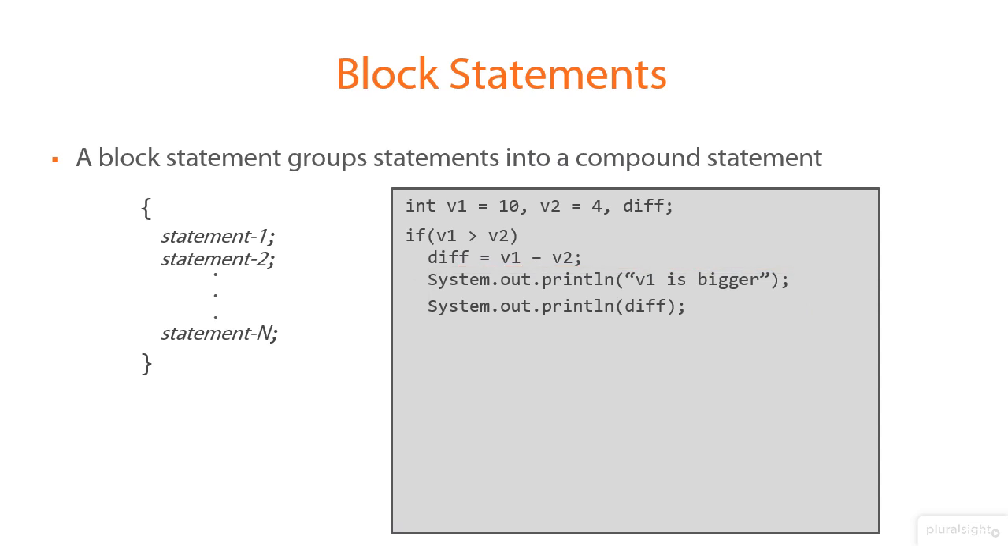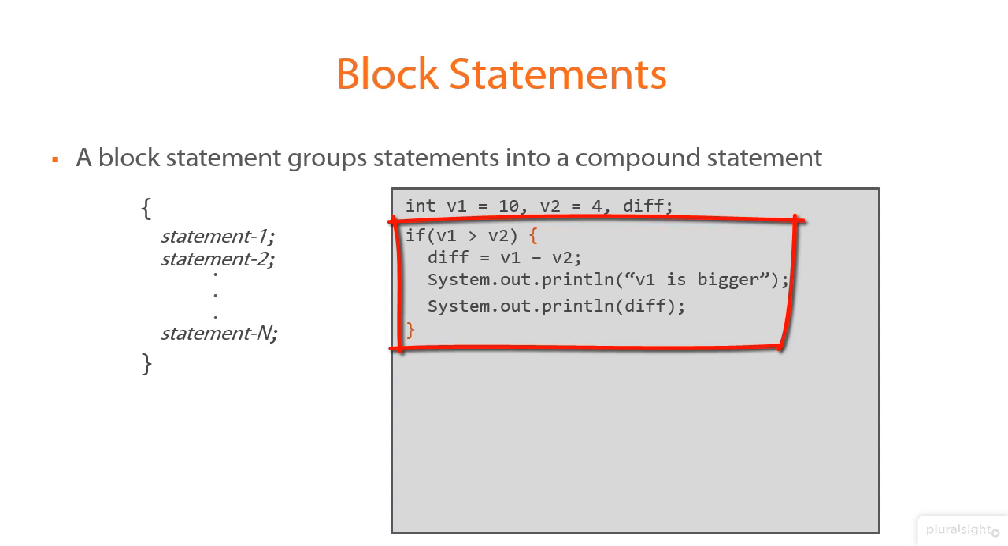So that's where block statements come in. By putting an open bracket after the if, and then a closed bracket after that print of diff, now that becomes a block statement. And so the if condition is now tied to those entire three statements.